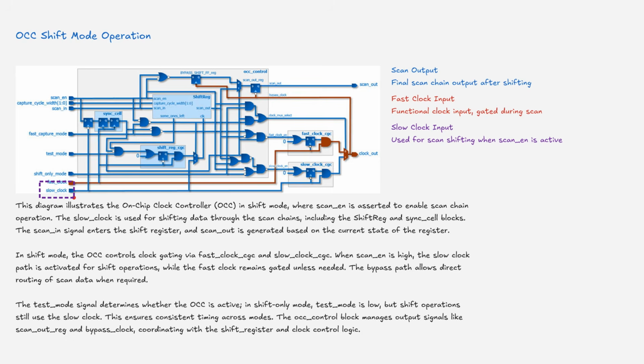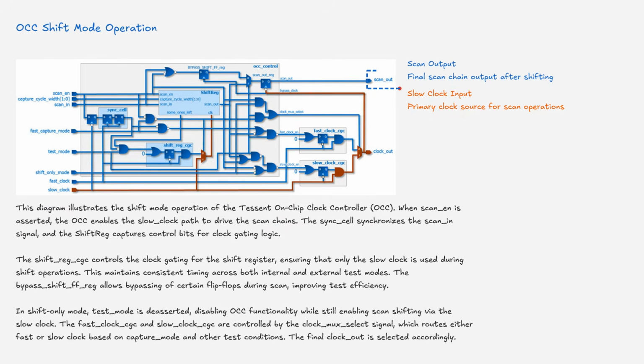This diagram illustrates the shift mode operation of the Tessent On-Chip Clock Controller, OCC. When scan enable is asserted, the OCC enables the slow clock path to drive the scan chains. The synchronized cell synchronizes the scan-in signal, and the shift register captures control bits for clock gating logic. The shift register clock gating control controls the clock gating for the shift register, ensuring that only the slow clock is used during shift operations. This maintains consistent timing across both internal and external test modes.